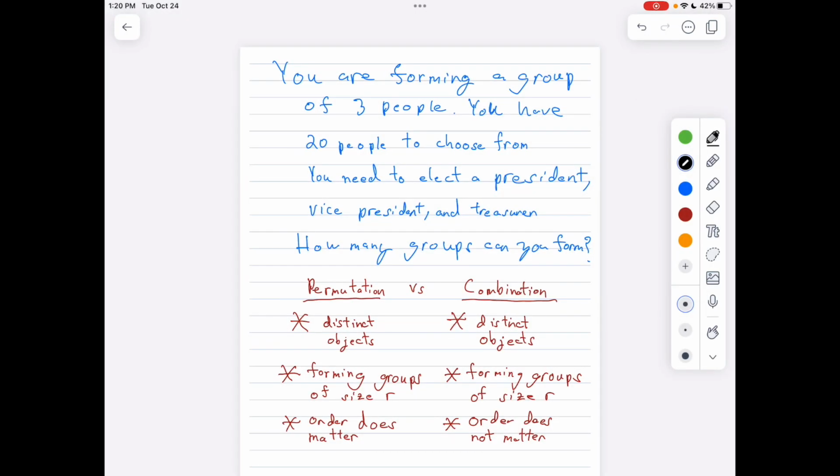All right. Hello, everyone. So today we're looking at a discrete math problem, elementary statistics as well. You're forming a group of 3 people. You have 20 people to choose from, and you need to elect a president, a vice president, and a treasurer. So that's what this 3-person group would consist of, those 3 offices. How many groups can you form?